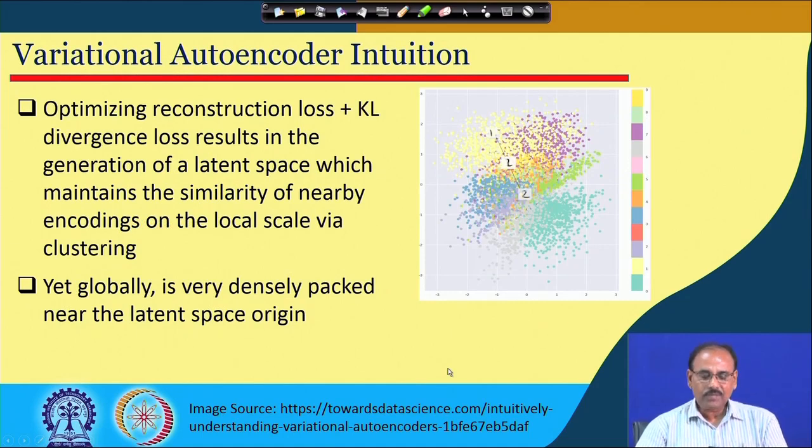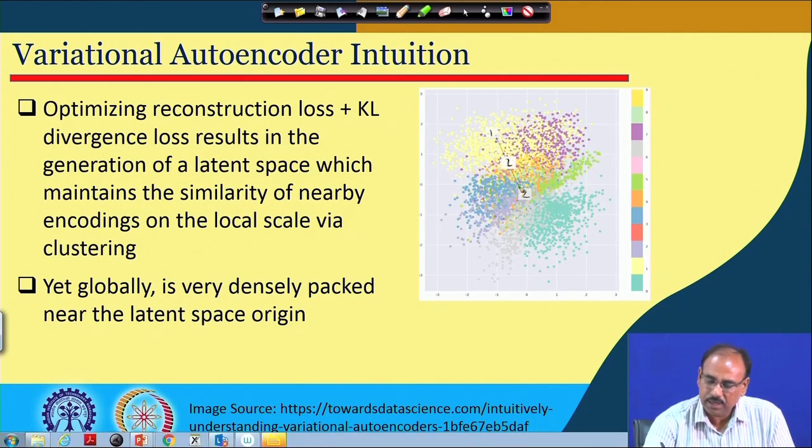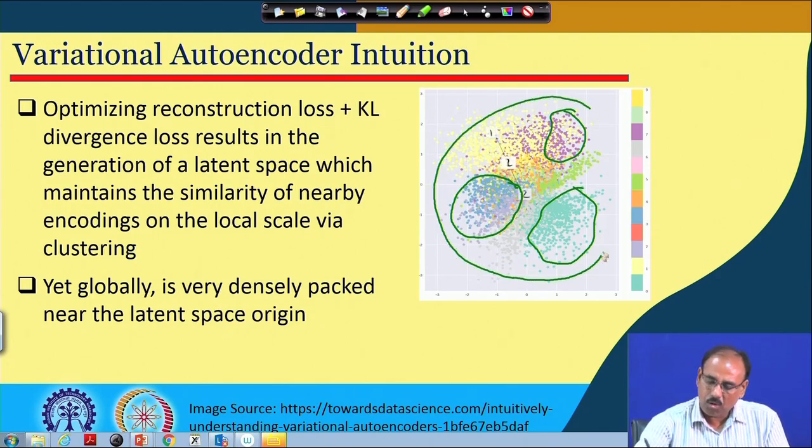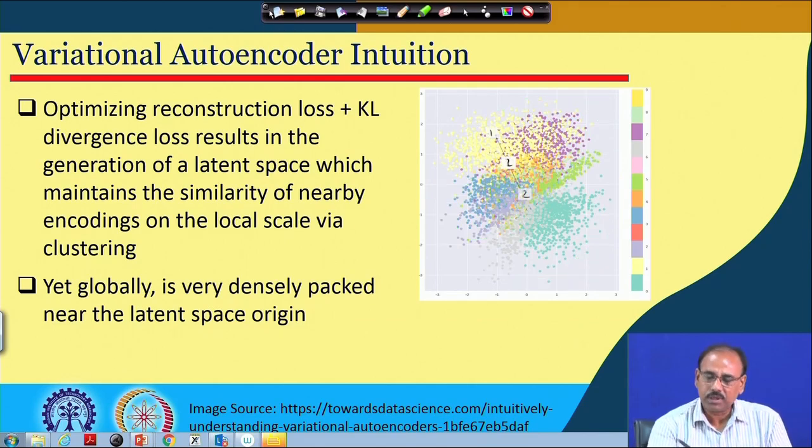Here, if I put both the KL divergence as well as the reconstruction loss, or data loss, together, the KL divergence will try to make the distributions compact, and the reconstruction loss will try to maintain the class belongingness, the separability of the data belonging to different classes. You find that this set of data belongs to one class, this set belongs to one class, this set belongs to one class, whereas globally all these distributions form a very compact set of clusters, and that is what is required in a variational autoencoder.